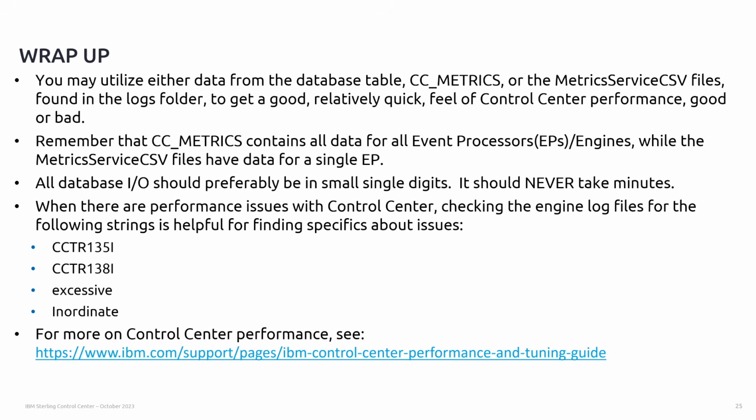So to wrap things up, you can utilize the data in the database table CC metrics, or the metric service CSV files that you find in the log folder, to get a good, relatively quick feel of how Control Center is performing, good or bad. Remember that CC metrics has the data from all the EPs, whereas the CSV files, which are easy to consume, just have the data for a single EP. You want to make sure, at least in my opinion, that all database I/O is in the single small digits. It should never take minutes.